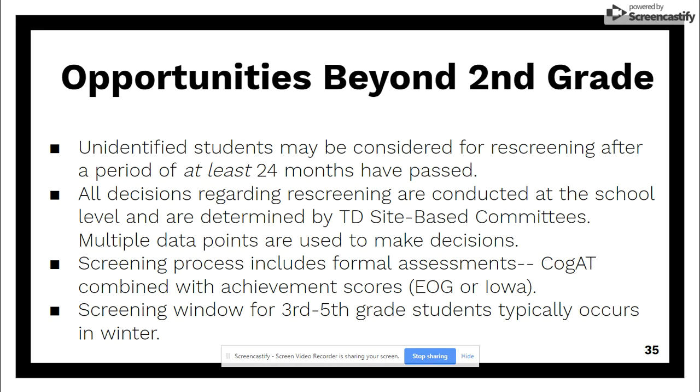If your child does not qualify for TD services in second grade, they can be considered for rescreening after a period of 24 months. Each year, our TD site-based committee meets to look at existing data for all fourth and fifth graders. From that data, we determine which students will receive COGAT testing again in either fourth or fifth grade. You will be notified, typically in December, if your child qualifies for further testing. The screening window for testing outside of second grade typically occurs in January or February. Please note that CMS no longer accepts outside private testing for identification.